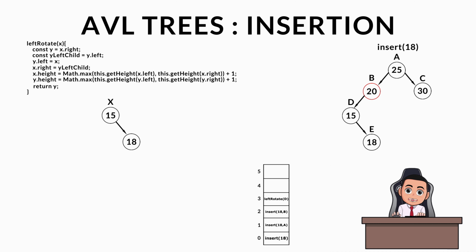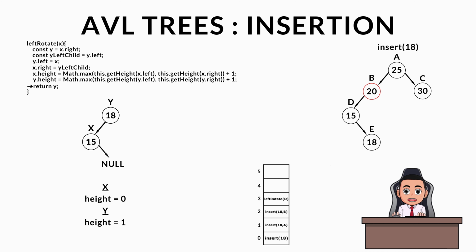Executing our left rotate method, first we'll save the right child of x into y. Next, we'll go ahead and save y's left child. After that, it's time for our rotation. Y's left child references x. X's right child references y's old left child. After the rotation, we now update the height of x, which will give us 0. Now update y's height, which will give us 1. And then we go ahead and return the new subtree, popping this off the stack.